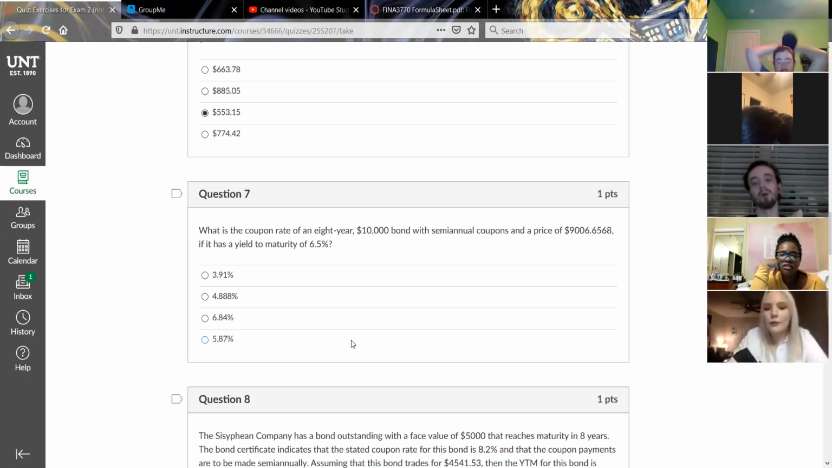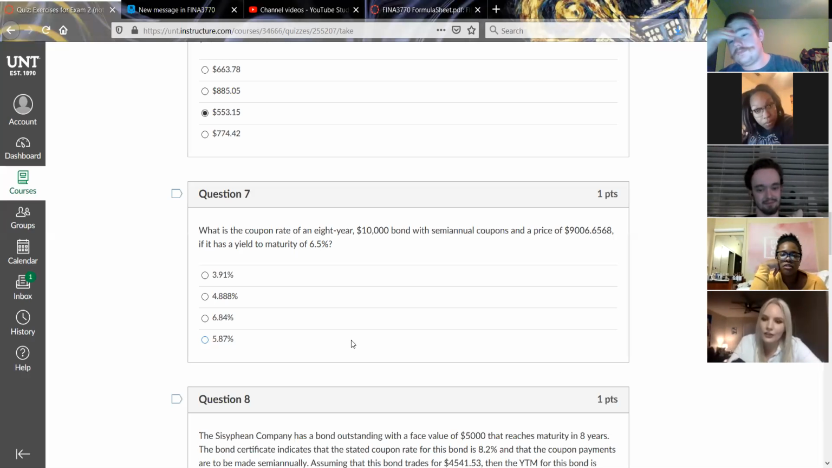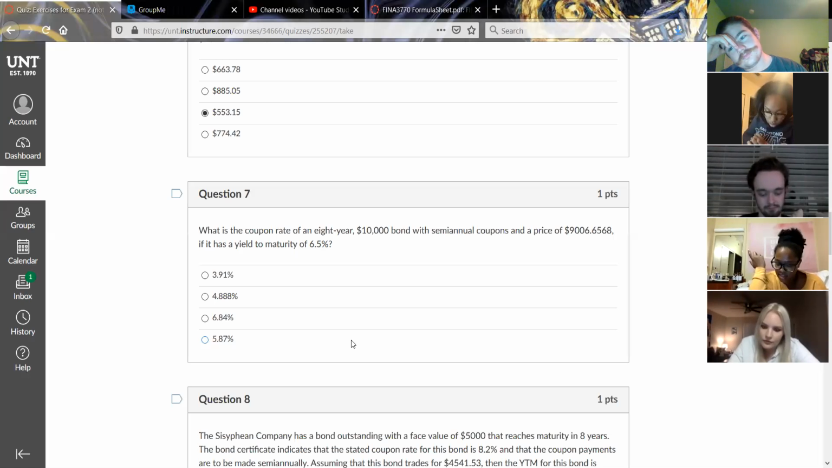The reason we were multiplying by 2 is because we were doing semi-annuals and yield to maturity is annually. So multiply by 2, and then we'll plug in the 488.8 for the payment and solve for the I/Y, which is the coupon rate. Okay, let's see if that works. So we do use our 488? Yes.